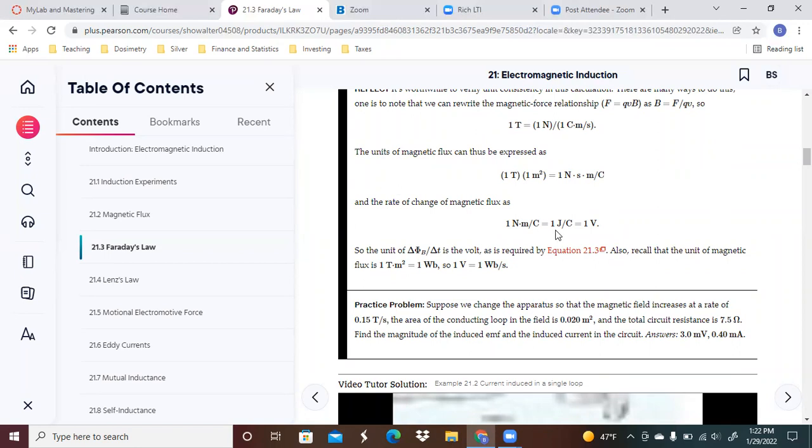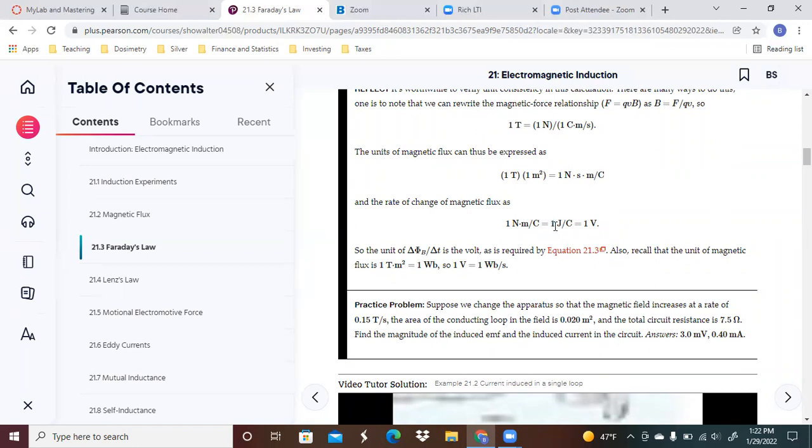And you can also take the joule per Coulomb here, or Newton meter per second. I don't know why they left the second out there.